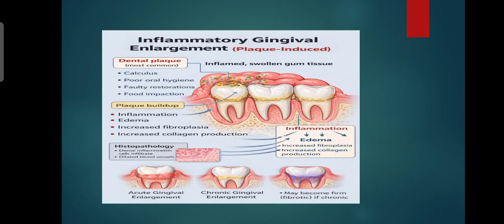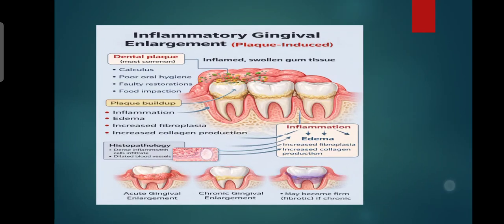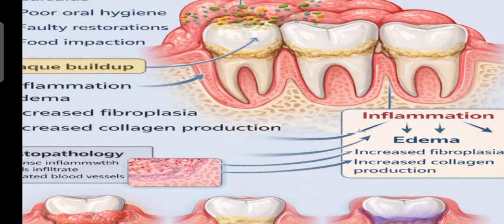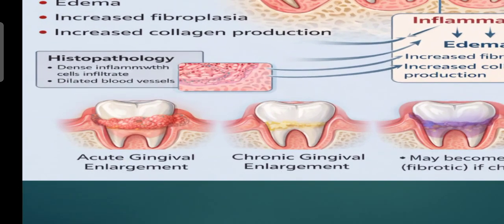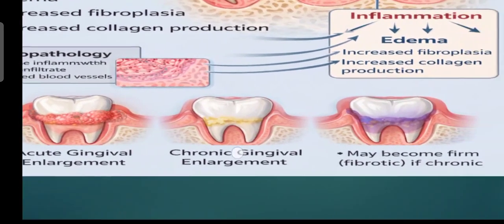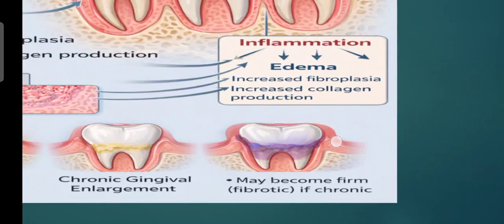Now here you can see inflammatory gingival enlargement, which is a plaque induced inflamed swollen gum. Here, due to dental plaque and poor oral hygiene, there is edema and increased fibroplasia. In histopathology, you can see here dense inflammation with cells and dilated blood vessels. This is acute gingival enlargement. Then the chronic, and then it becomes firm and fibrotic if chronic.